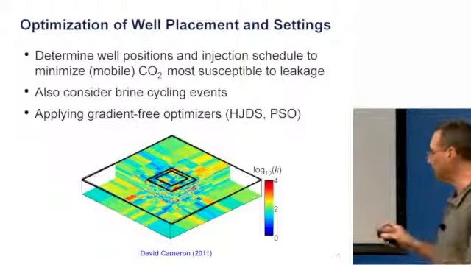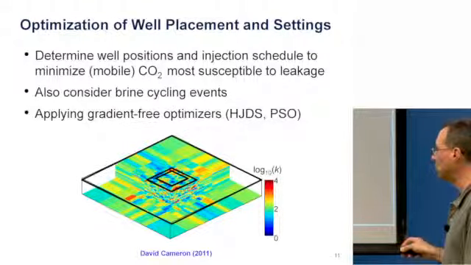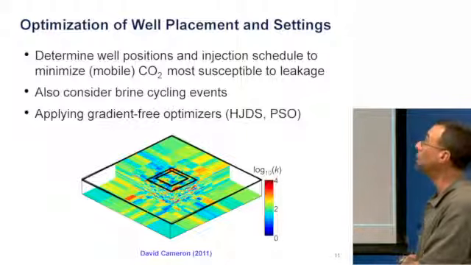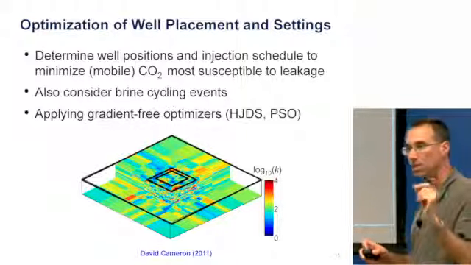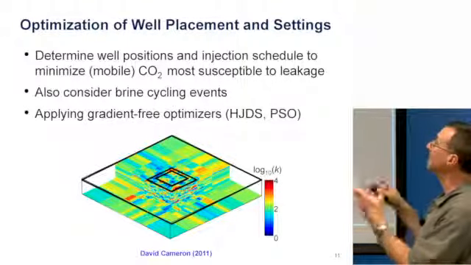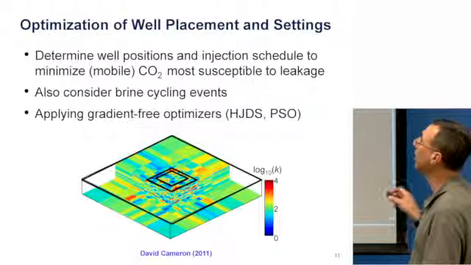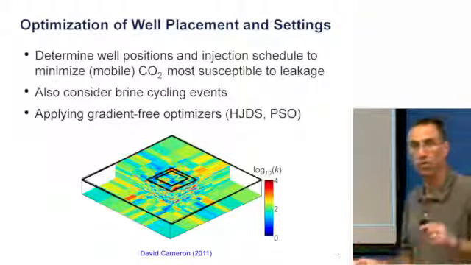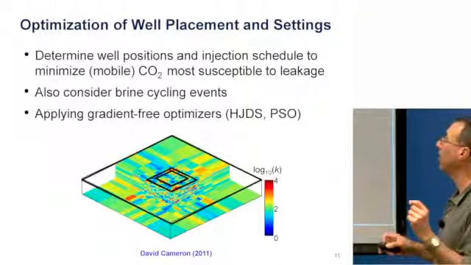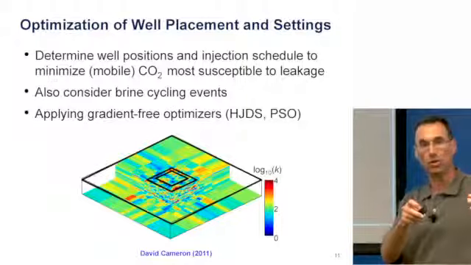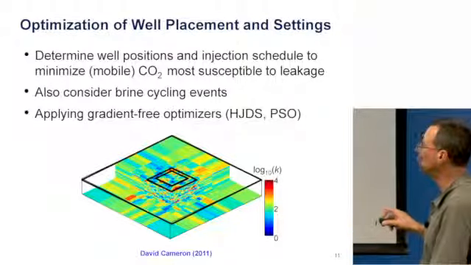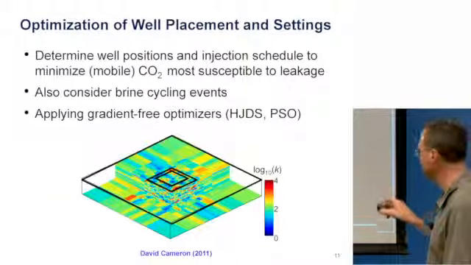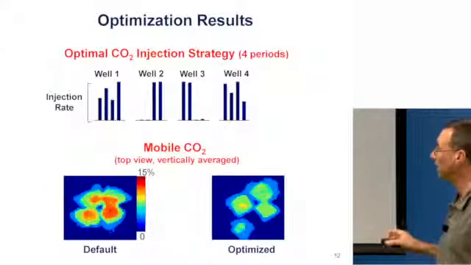This is work that my recent PhD student David Cameron did, who just finished his PhD a few weeks ago. He worked on optimizing CO2 storage operations, and the idea was to determine where to put wells and what sort of injection schedule to use in order to minimize the amount of mobile CO2, and that's the CO2 that's most susceptible to leakage. So we're trying to store more of the CO2 using these mechanisms and less of the CO2 using these mechanisms.